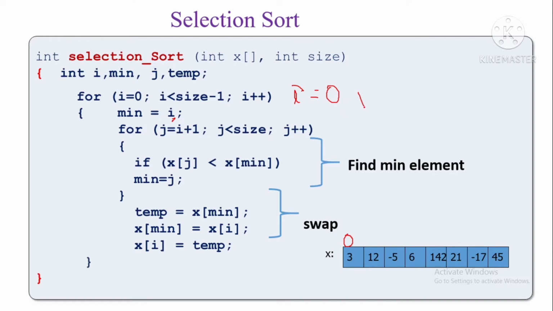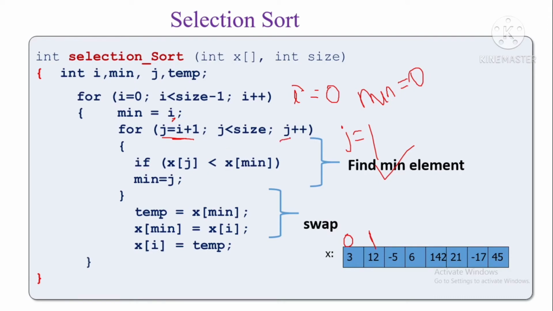Okay, and then min value is having the value 0. Then we are getting into the inner loop. This loop we are going to use to find the minimal element. This loop starts from j equals I plus 1. So initially my j value becomes I plus 1, meaning 1. So this is going to be my j value.